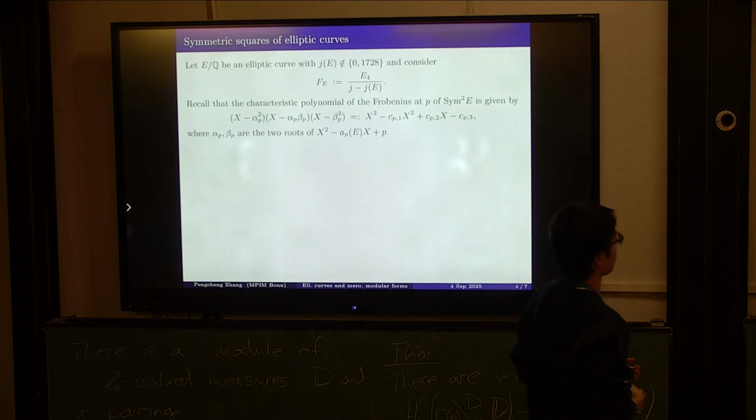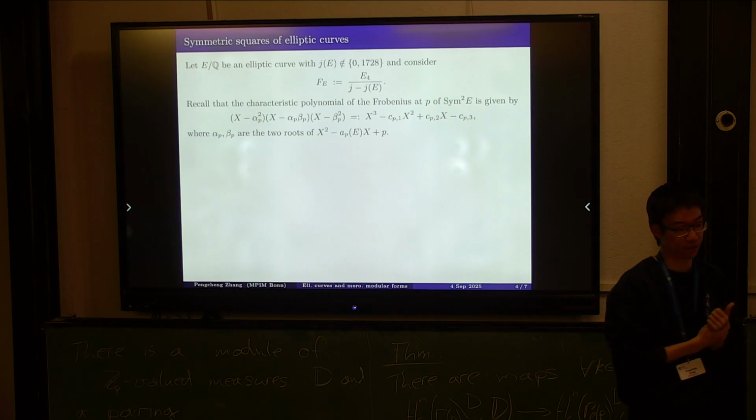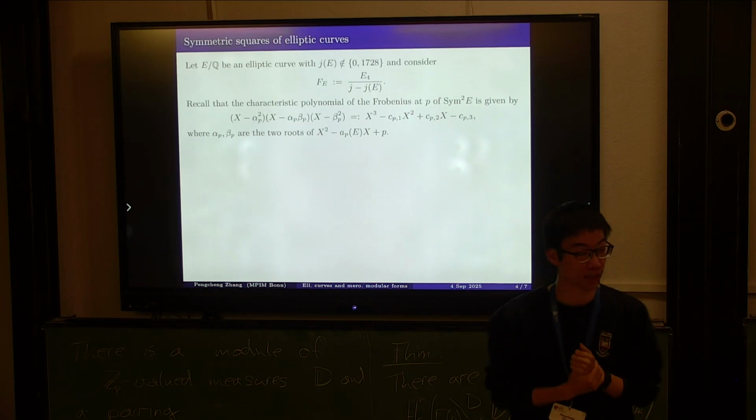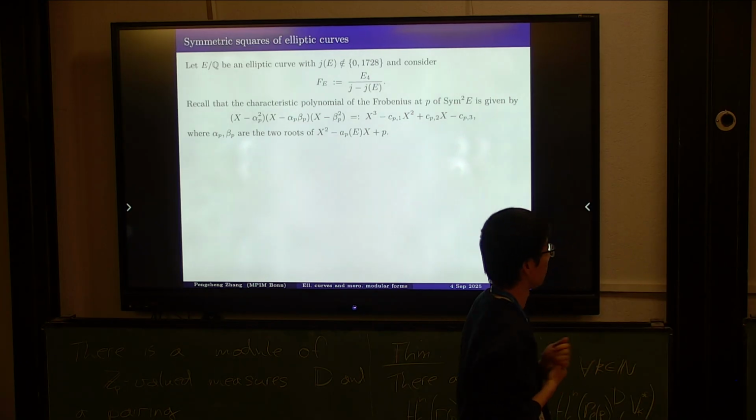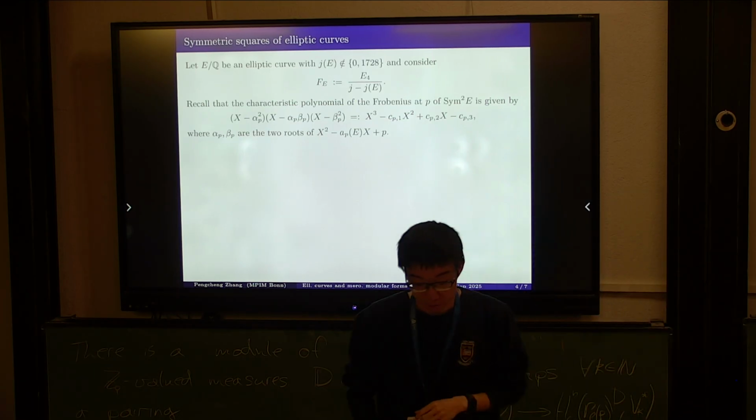So let us recall the characteristic polynomial of the Frobenius at p of the symmetric square of the elliptic curve, which would be (x minus alpha_p squared) times (x minus alpha_p beta_p) times (x minus beta_p squared), where alpha_p and beta_p are just the two roots of this quadratic polynomial.